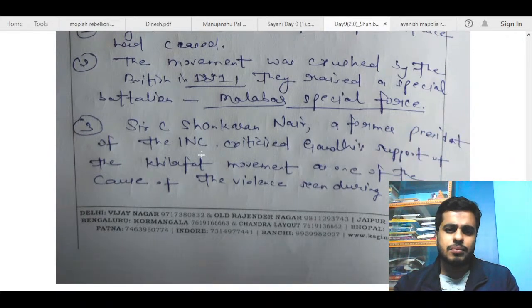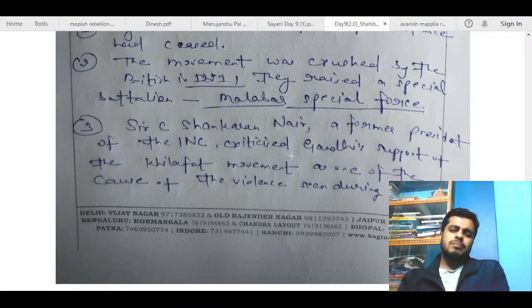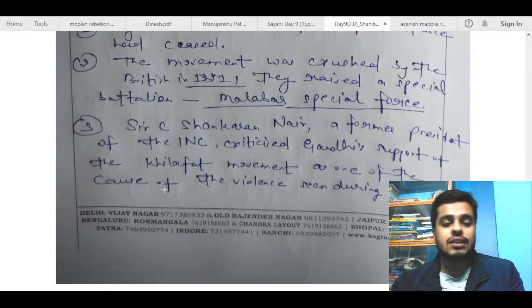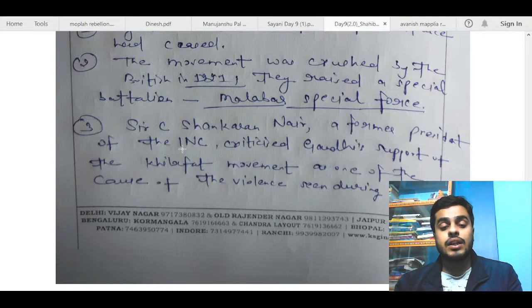Sir C. Sankaran Nair, former president of the INC, criticized Gandhi's support of the Khilafat movement, one of the causes of violence seen during the uprising. So okay, but the Khilafat movement was again the initial part. I can say that the movement was inspired by the Khilafat movement, but in the latter part the leaders of the Congress distanced themselves from this movement.